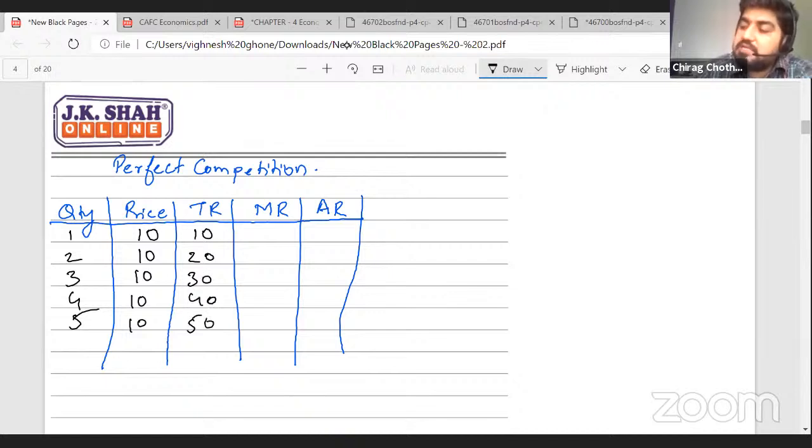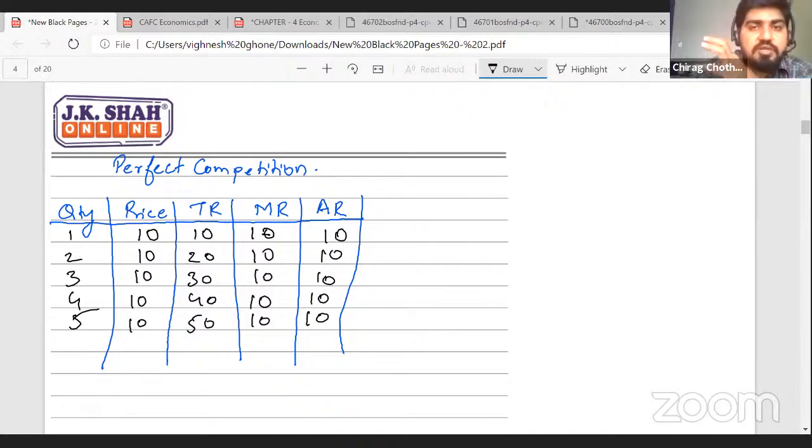Now MR, change in TR upon change in Q. Before that it would be 0, right? So here it will be 10. Then from 10 to 20, it is increasing by 10 units. Change in quantity is 1. So 10 divided by 1, answer will be 10. And it will go on 10. AR is equal to price, it remains constant. So that will be 10 itself. I hope you are very clear in this.